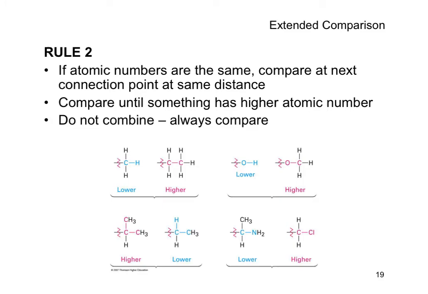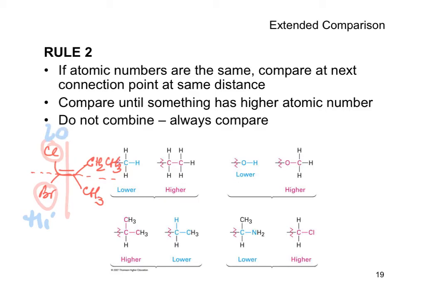The next rule is suggesting that if the atomic numbers are the same, then we go to the next atom, provided the next connection that you have is being compared at the same distance from the double bond. So what that means is that if you have, let's say, a double bond, and you had a CH2, CH3, and you had a CH3, and maybe here you had a Cl and you had a Br, we have to compare Cl to Br. Of course, bromine has the higher priority because it has a higher atomic number, so I'm going to give that a high priority.